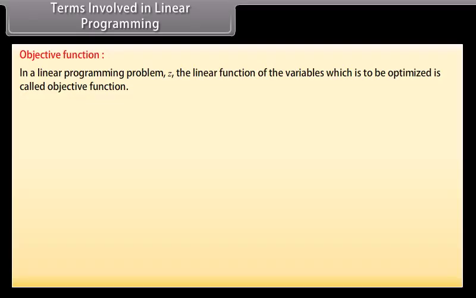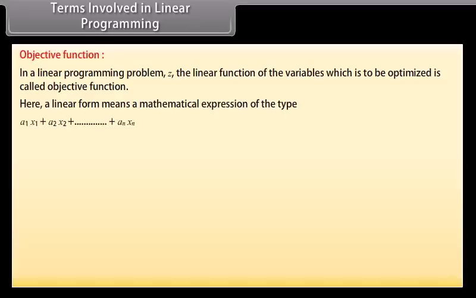Terms involved in linear programming. Objective function. In a linear programming problem, Z, the linear function of the variables which is to be optimized, is called the objective function. Here, a linear form means a mathematical expression of the type a1 x1 plus a2 x2 plus, and so on till, an xn, where a1, a2, and so on till an are constants and x1, x2, and so on till xn are variables.